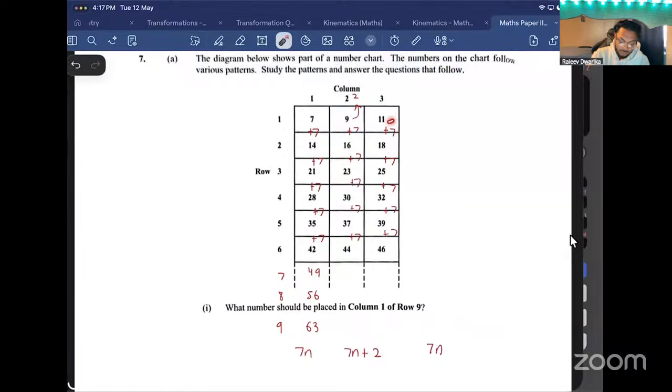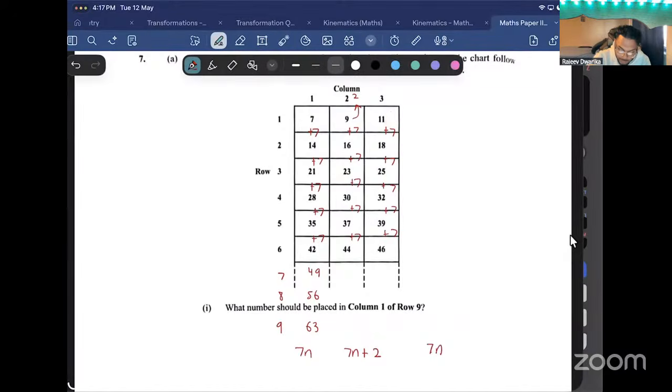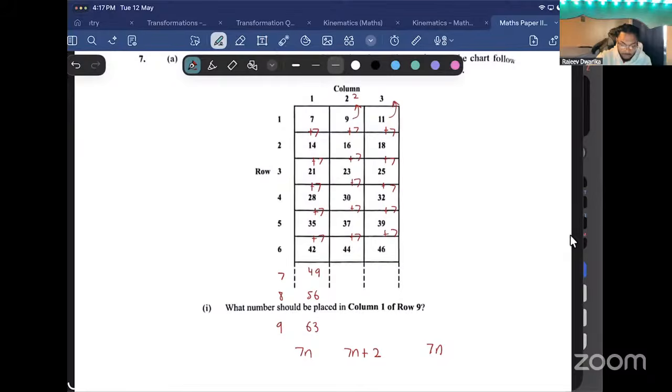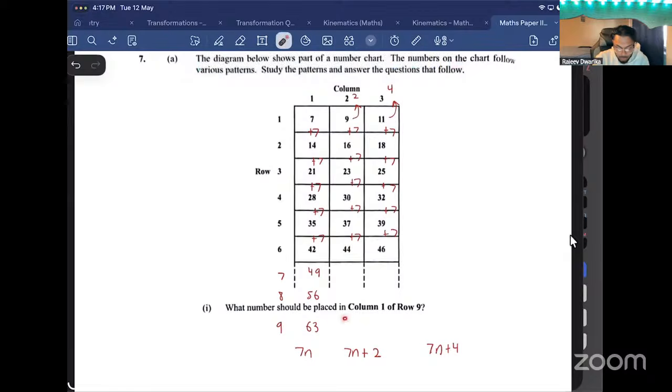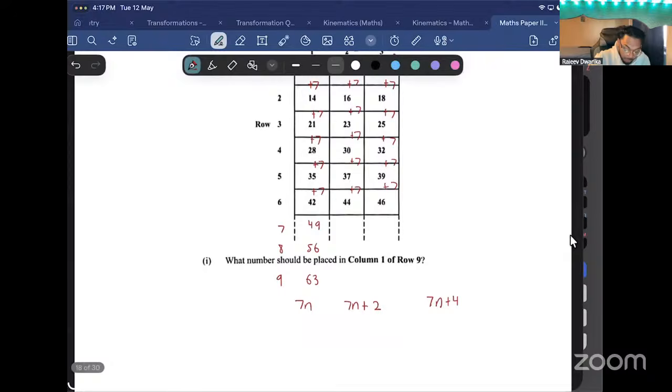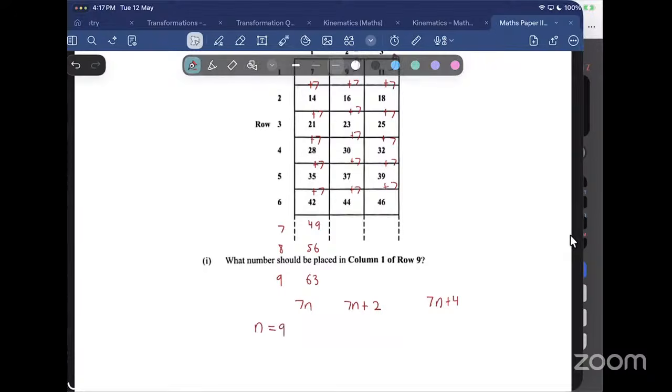So that relationship would be 7n. And if you backtrack a bit, what would that be? 4. Yeah, 4. Alright, so let me show you something. If I wanted to figure out column 1 of row 9, that'll be over here. In row 9, what would n be equal to?